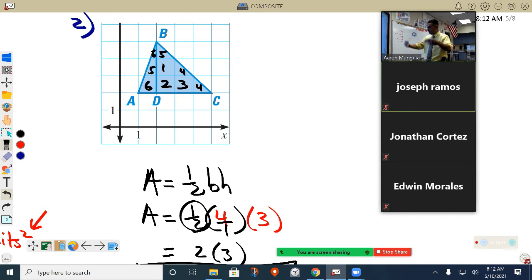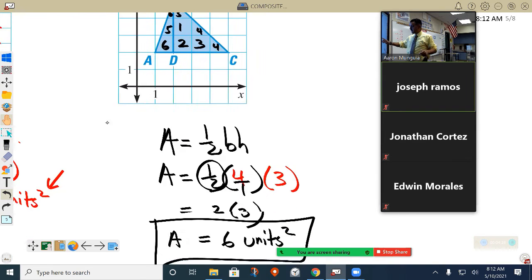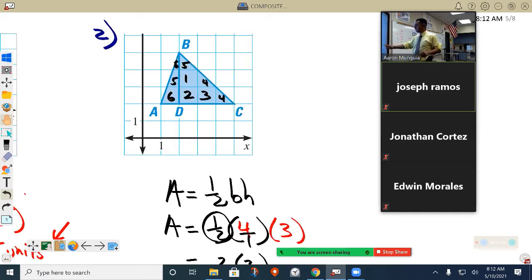That's what I mean by area. Well, not just me, that's what everyone means by area. How many square tiles will fit inside a shape? Give me a second.